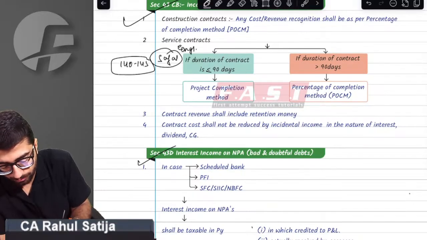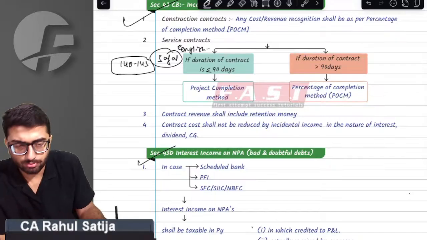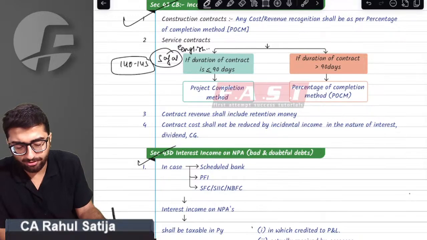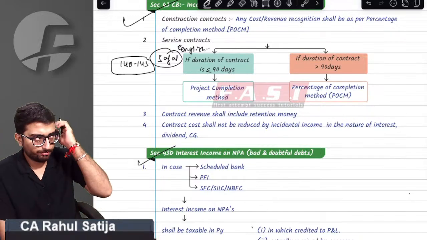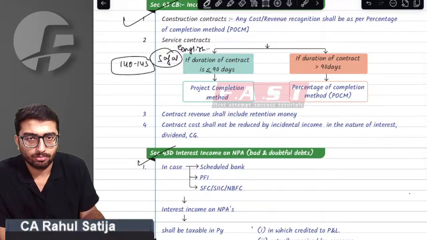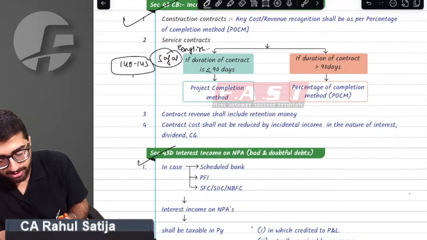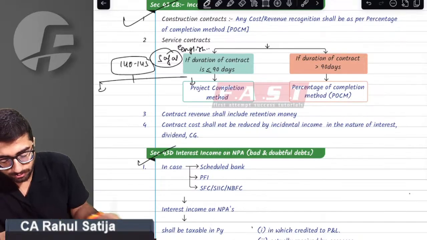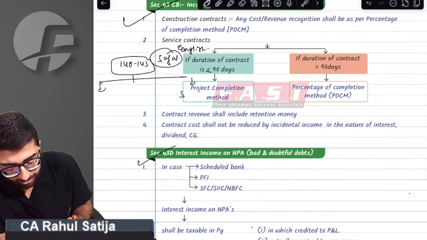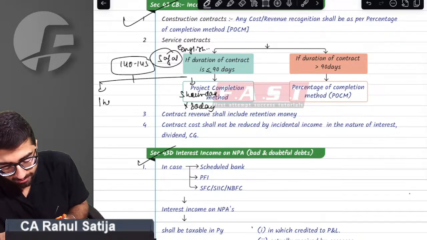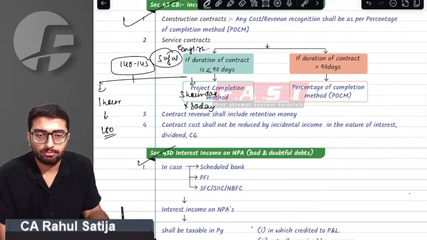He asked me how many hours I'll be taking. I said 140 to 145 hours. I had given him two options: either take a 5 hour class daily and I'll complete it within 30 days, or take a 1 hour class daily and complete it within 150 days.